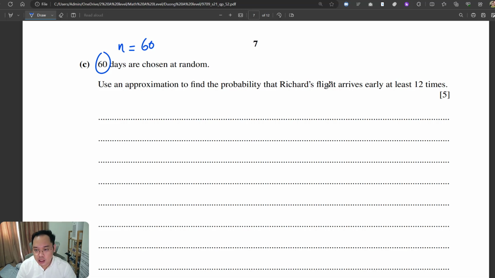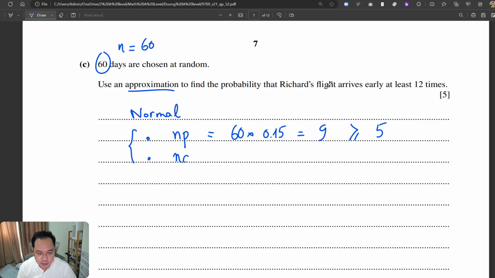Because the number of trials here is big, and the question asks us to do an approximation, that is a normal approximation. To do that, firstly, we need to check the conditions for the normal approximation. There are two conditions. Firstly, the product np, the number of trials multiplied with the probability of success: n is 60, and p, the probability of success, is 0.15. It is equal to 9, which is greater than or equal to 5. Secondly, nq, where q is the probability of failure, which is 0.85, is equal to 51, which is also greater than or equal to 5. Therefore, the two conditions for the approximation are met.